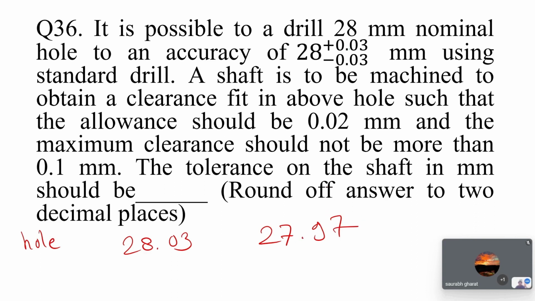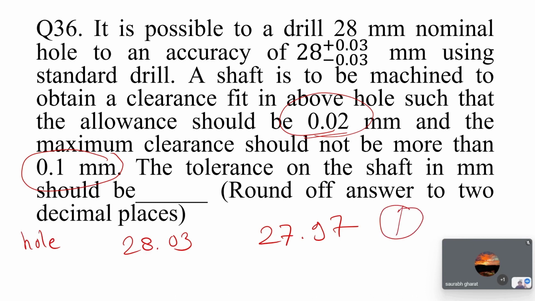So to get the clearance allowance that we have, what is the allowance that we have here? 0.02. And the maximum clearance should not be more than this. Okay, so the machine should be such that the allowance is 0.02. So this is how you can do it. This is the dimension for the hole.